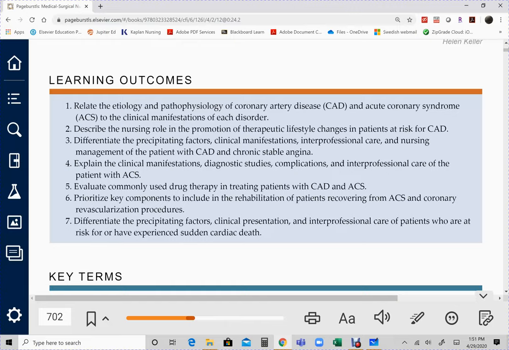Next is, we'll differentiate ACS from particularly chronic stable angina. There will be three acute coronary syndromes, namely unstable angina, non-STEMI, and STEMI. We'll discuss that as we go through the chapter.